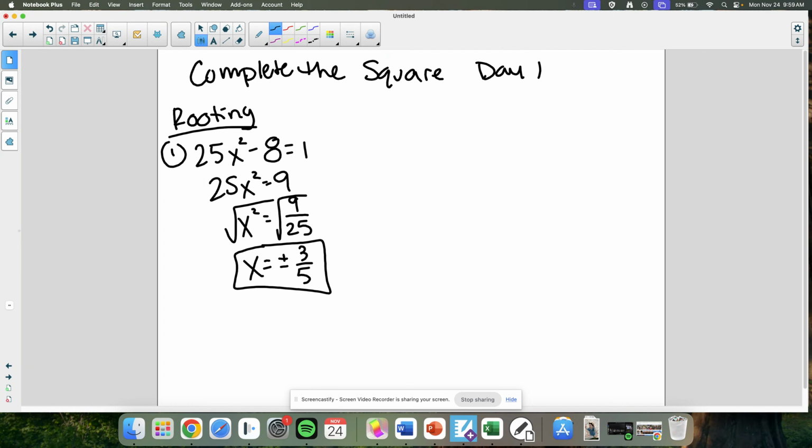Plus and minus. So fractions are way easier than having to copy down all those decimals and use your calculator. Big picture. Does this hit the x-axis? Yes, twice. 3/5 is just a decimal, so it's just hitting at a decimal. Another one with rooting.